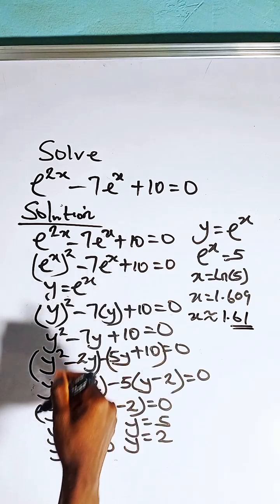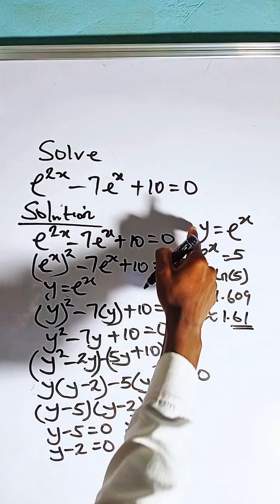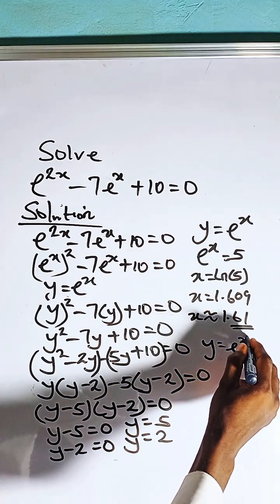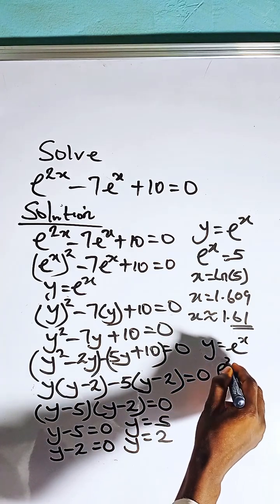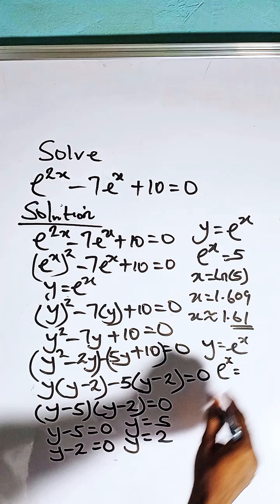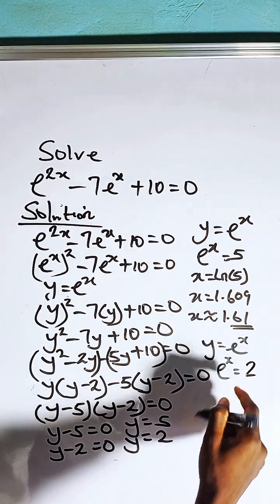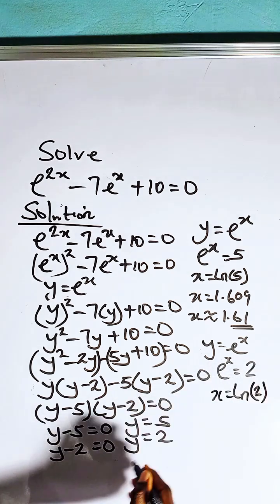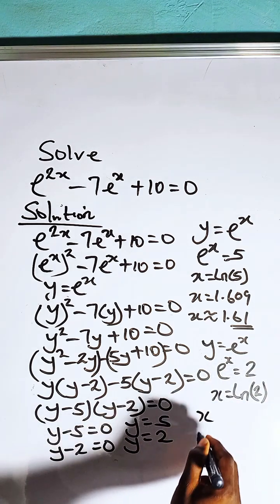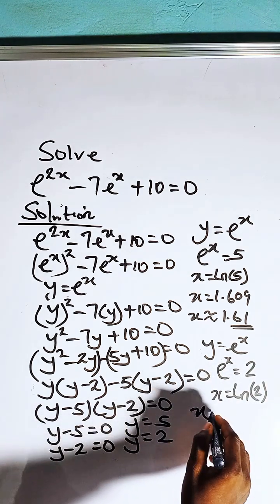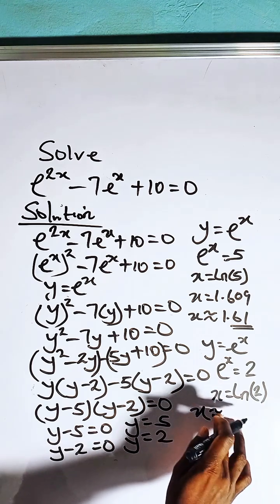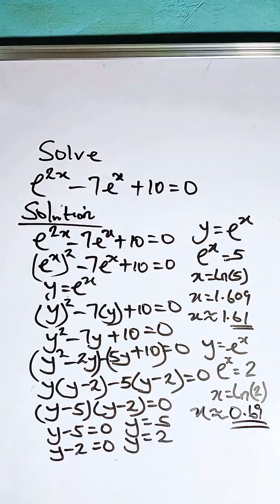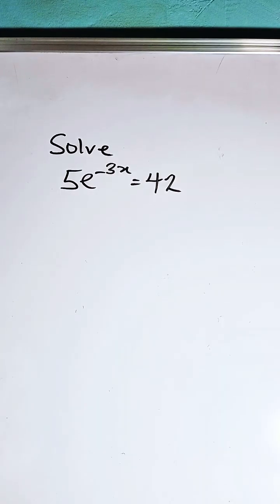When y equals 2, y equals e raised to the power of x, so what do we do? For e raised to the power of x equals 2, we take the natural log of both sides. So we have x equals the natural log of 2. When we do this, we have it to be 0.69.